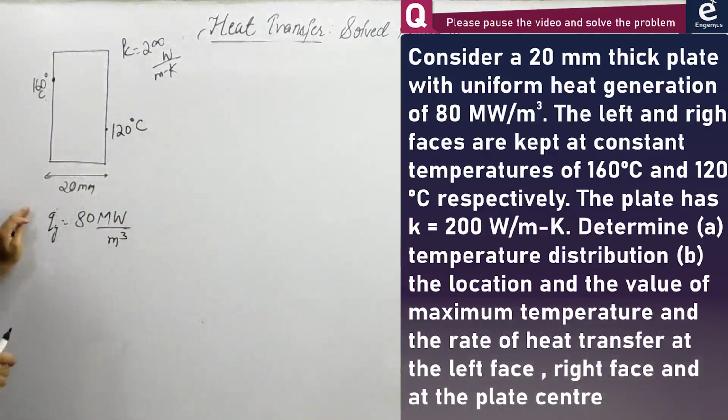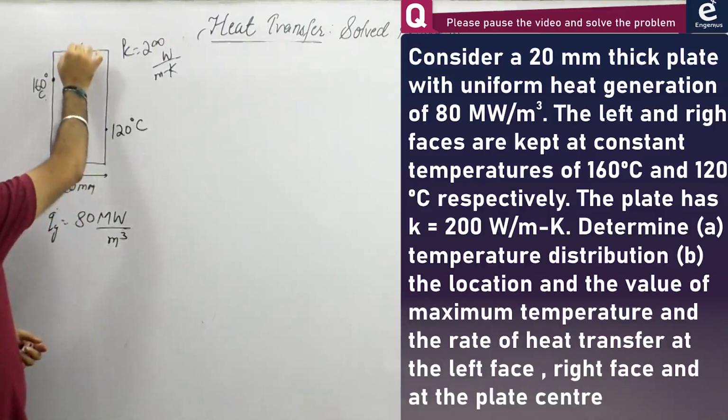Now the question says determine the location and the value of maximum temperature. मतलब आपको ये पता करना है कि जो मैक्सिमम टेम्परेचर होगा वो कहाँ होगा. ऑफ कोर्स, suppose this is your center line.